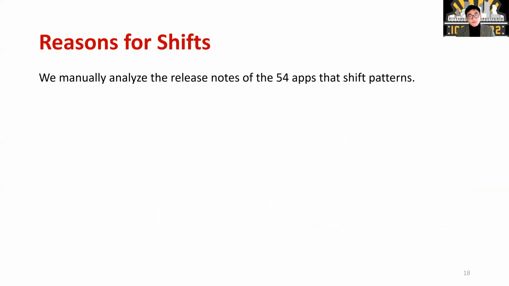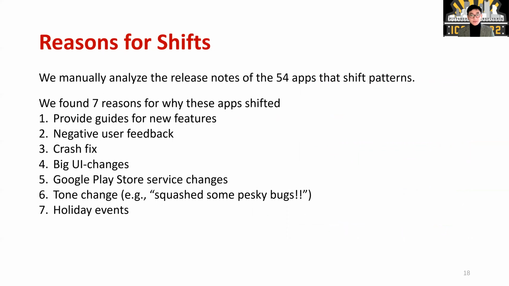So for all of the 54 apps that show a pattern shift, we read the release notes manually before and after the shift to see why the release notes are different. We saw that some shifts are because of apps that need to teach users how to use a new feature, or sometimes they need to address a particularly negative user feedback, talk about a big fix or UI changes that might confuse users, or sometimes they change patterns because Google Play Store has a service update, so they have to mention it in all subsequent release notes.